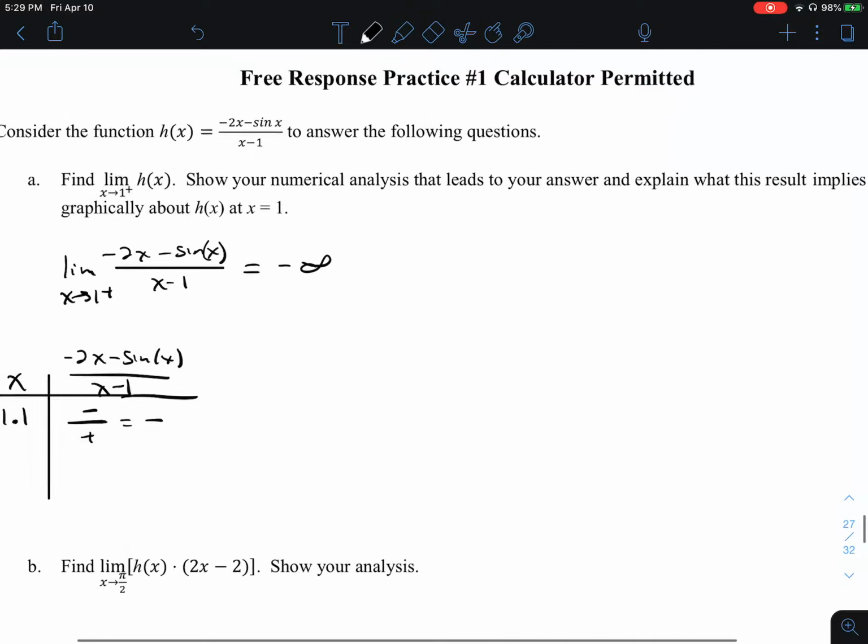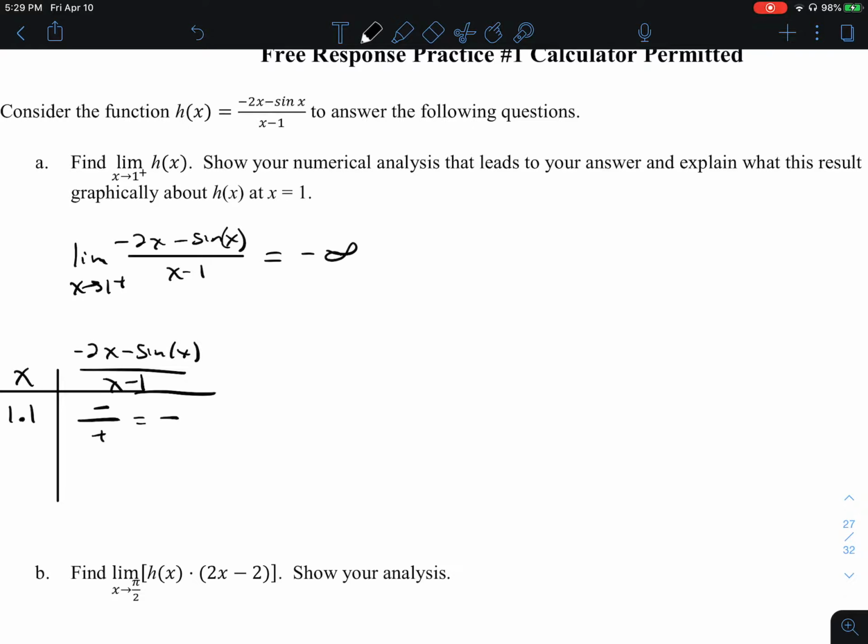Explain what this result implies about the graph. Well, this tells me that h of x has a vertical asymptote at x equals 1. This is a vertical asymptote existence, a theorem that we had. If x is approaching a number and the limit approaches positive or negative infinity, then there has to be a vertical asymptote here at 1.